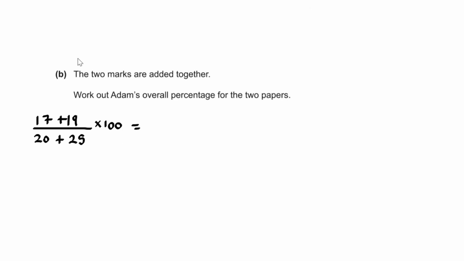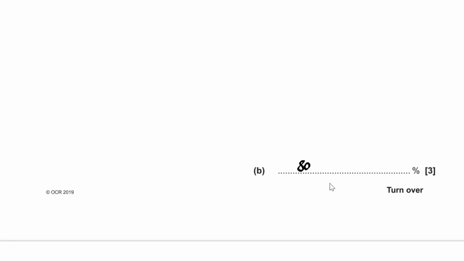Well, over here, 17 plus 19, that's 36. So we've got 36 over 45 times 100. Now 36 divided by 45, that's 4/5. So we have 4/5 times by 100. Well, 1/5 is 20, timesing that by 4 we get 80. So therefore, his overall percentage over the two papers is 80%.